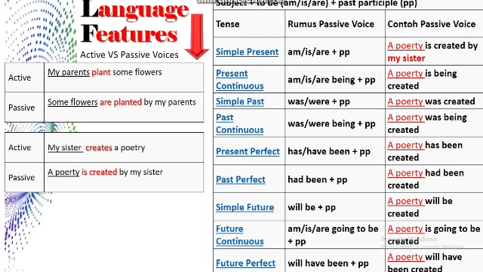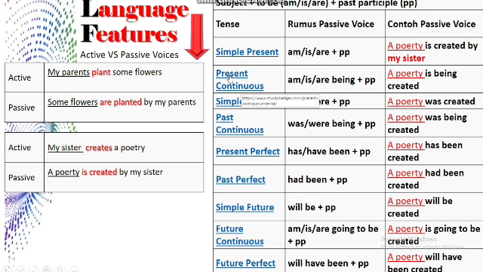Okay. Some flowers are planted by my parents. Okay. Nah, contoh yang selanjutnya adalah my sister creates a portrait. A portrait is created by my sister. Di sini contoh lengkap dengan seluruh tenses, subject plus to be, is am are, plus past participle. Past participle adalah verb 3 biasanya disebutnya ya. Ini simple present. Is am are plus PP. A portrait is created by my sister. Bisa seperti ini ya. Ini kalimat asalnya dari my sister creates a portrait ya.